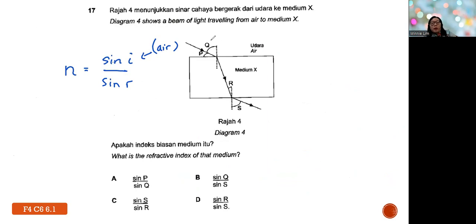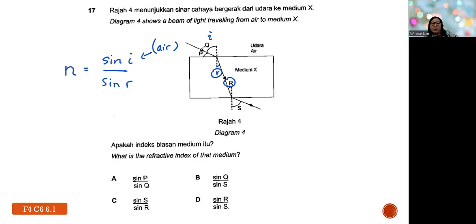Okay, so what is the incident angle? Q is the incident angle. So by right, this is the refracted angle, but that's not given. But this r is also the same as this R, right? So you can still use this angle because they are the same as Z.